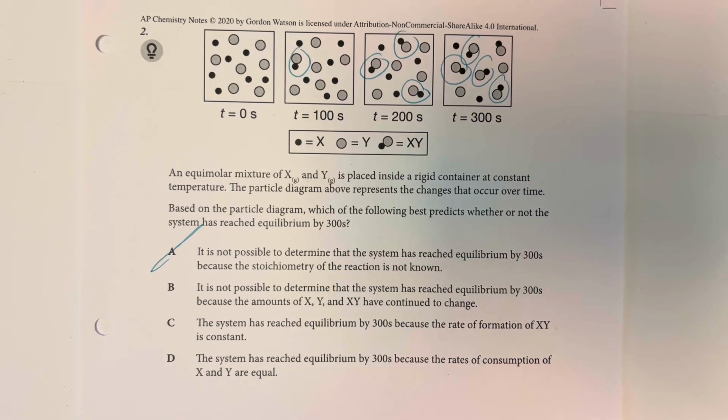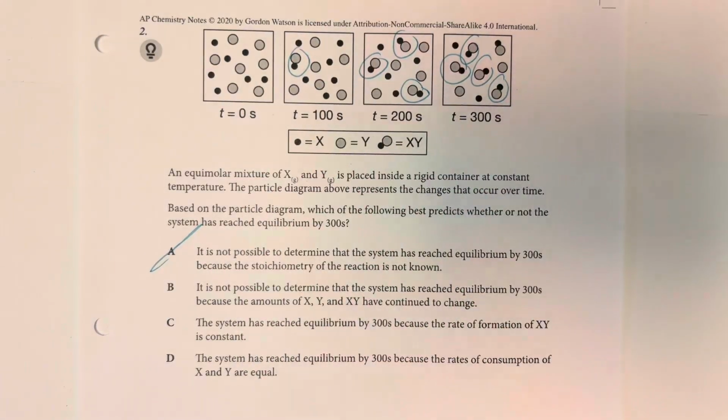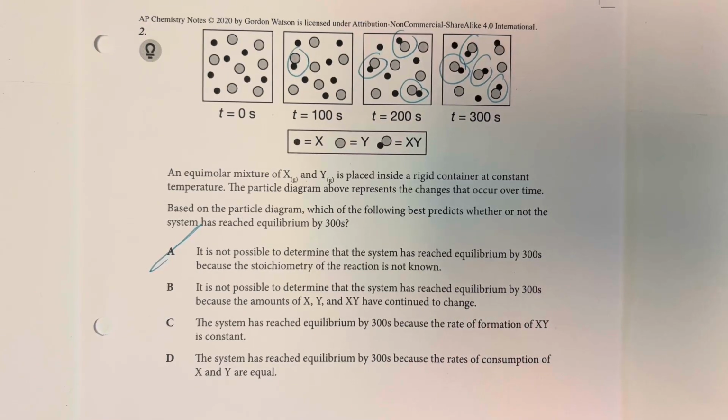Option B says it is not possible to determine that the system has reached equilibrium by 300 seconds because the amounts X, Y, and XY have continued to change. Now this does match what I previously predicted, so that sounds pretty good at this point, but we'll see if there's anything better.